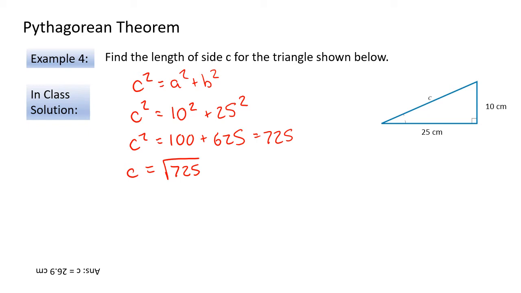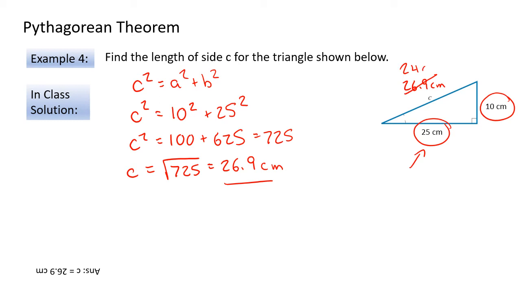If you use the square root button on your calculator, square root of 725, you end up getting an answer of 26.9 centimeters. Again, you have to do a fact check here, especially when you're calculating a hypotenuse. That number you obtain, 26.9 centimeters, always has to be larger than the other two. The hypotenuse is always the longest side. So if you get something that's less than, let's say, 25, let's say this was 24, you know that's wrong. It has to be larger because the hypotenuse is the largest side in a right-angled triangle.